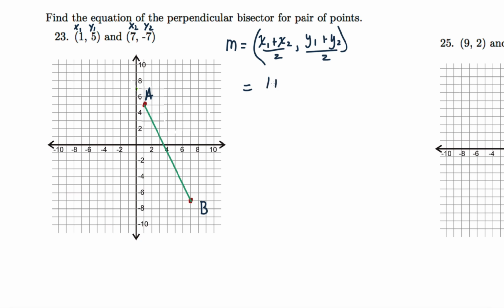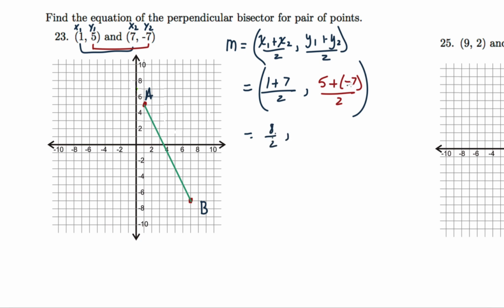So 1 plus 7 over 2. These are our x's. And we've got 5 plus negative 7, averaging our y's. So 1 plus 7 is 8 over 2. 5 plus negative 7 is negative 2 over 2. 4 and negative 1. So over 4, down 1, here we are right there. It better be on the segment. If you're not on the segment, then you made a mistake somewhere.